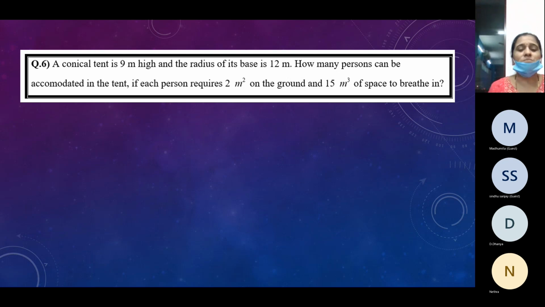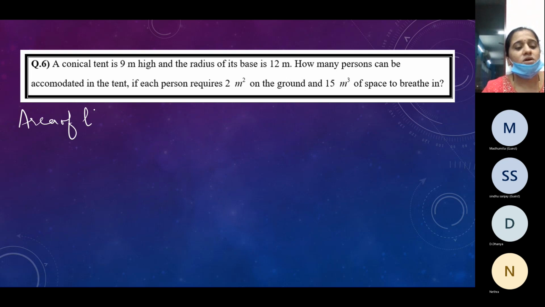All right. So when one person is in the tent, the area occupied on the ground is 2 meters square and the space occupied is 15 meter cubed. Now we'll have to calculate how many people can be accommodated in the tent. What is important is the area of the base, the area of the floor. It's a conical tent, so the floor is circular. So what's the area of the circle?